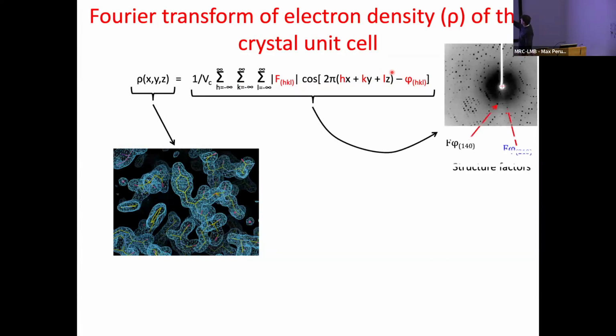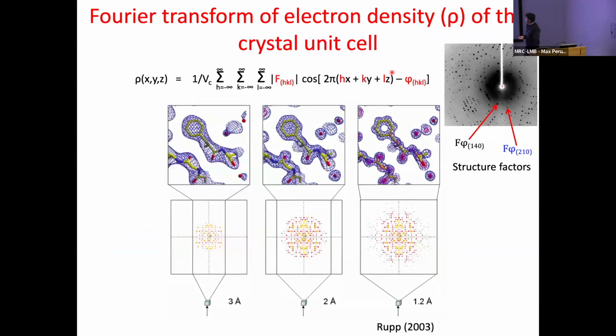Okay, this is our image. These are our structure factors, okay? And we want to get the amplitude, the phase, and the Miller indices for each of these spots. How do we proceed to do that? Just to show you, the more of these spots you have, the more structure factors you have, the higher your resolution will be.